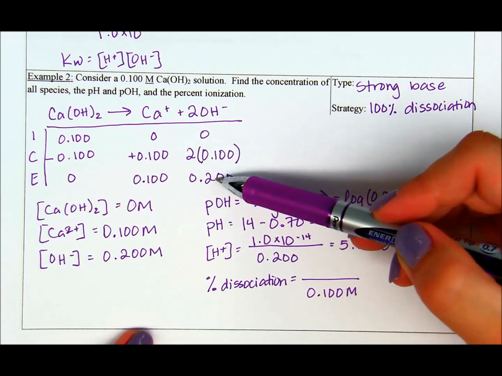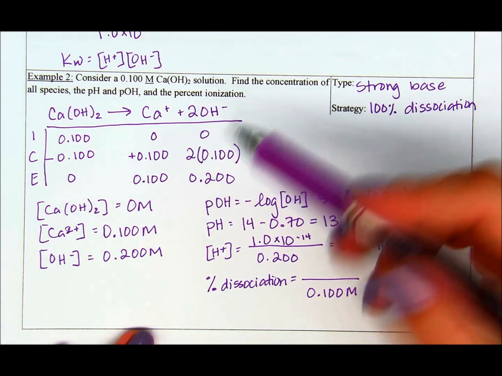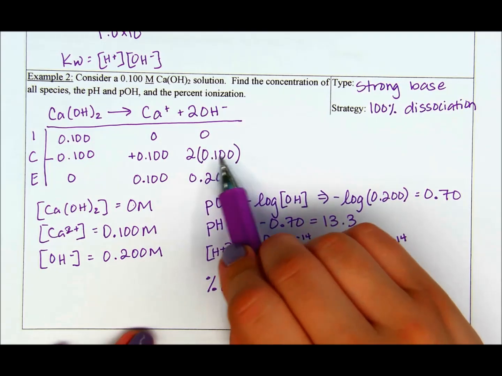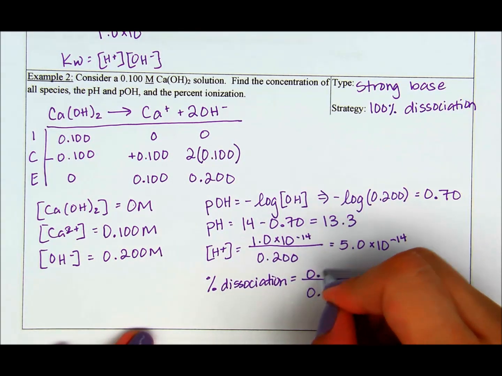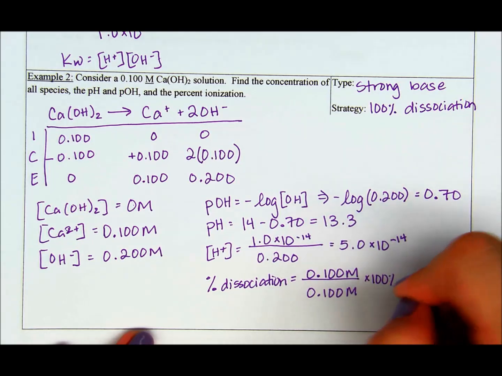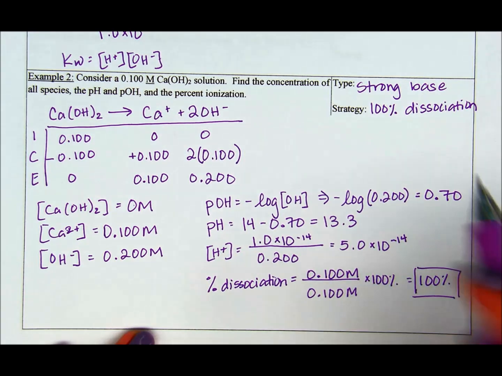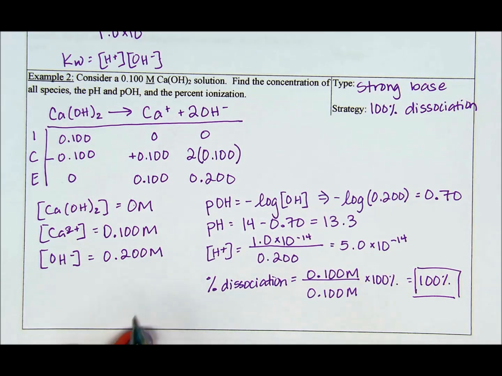We're not going to use the multiplied out version. Because we just have 2 of these, we're not taking that into account. We're just going to use 0.100 molar times 100% equals 100% dissociated, which makes sense because this is a strong base, so all of it breaks up in solution. Right, that's it for problems 1 and 2 and video 4.2.1.